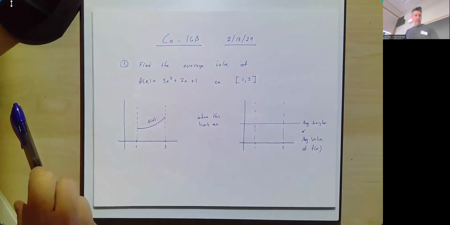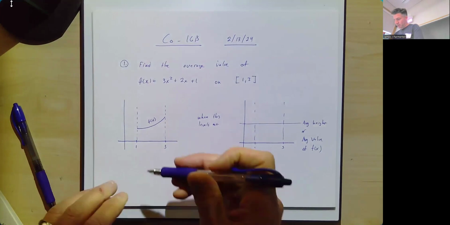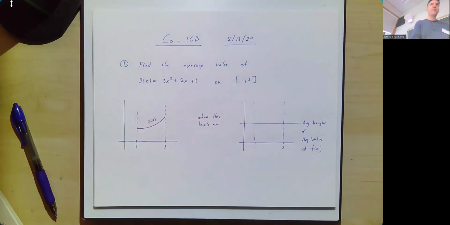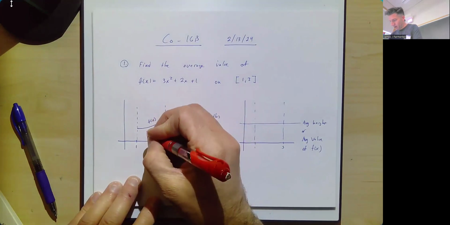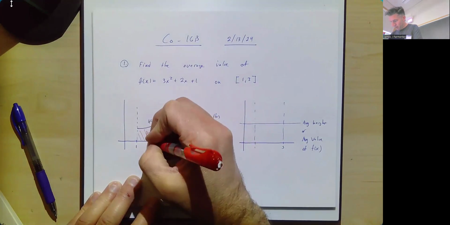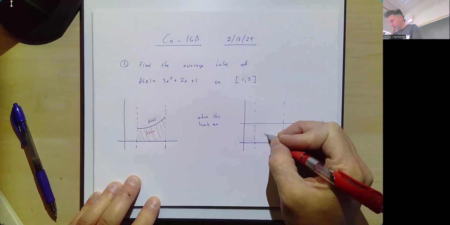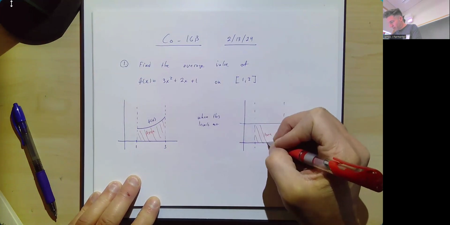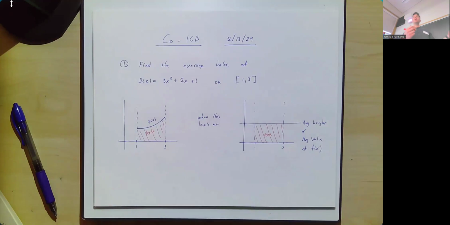And the thing to remember here is that this area, I want a different color. This area here under f of x, and this area here under the average value of f of x are the same areas.